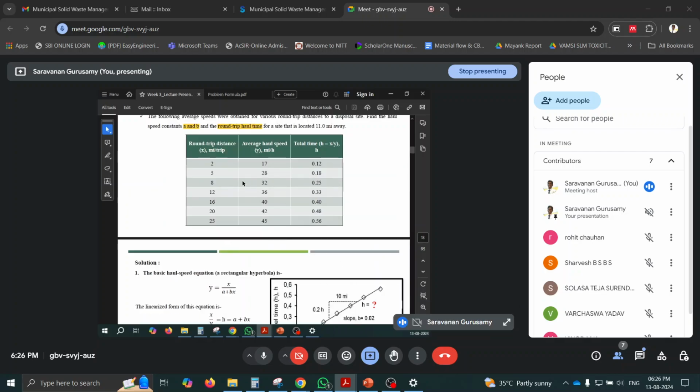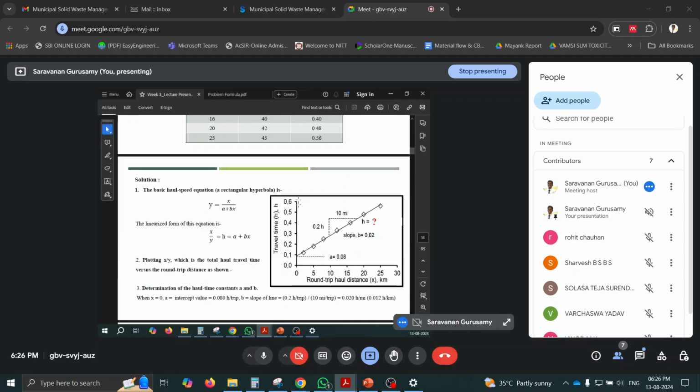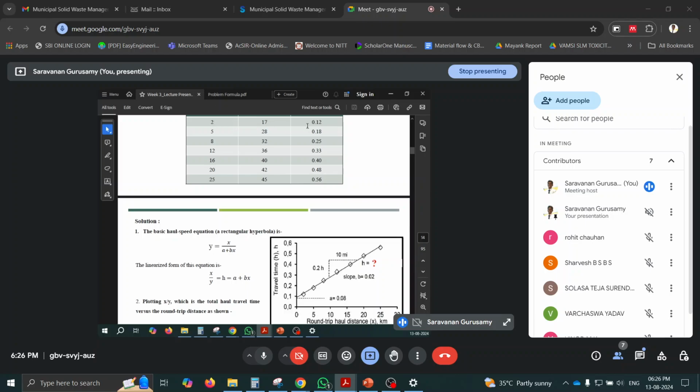So if you draw this graph, x and h in x axis and y axis, after plotting 2 comma 0.12 and then 5 comma 0.18, if you plot all the points and join them in a straight line, because this is in terms of y equal to mx plus c, the equation of a straight line, and then extend that straight line to the y axis, wherever it is intercepting, that is the c value or the a value. So from the graph we are getting a equal to 0.08. Hope you got it. A equal to 0.08.